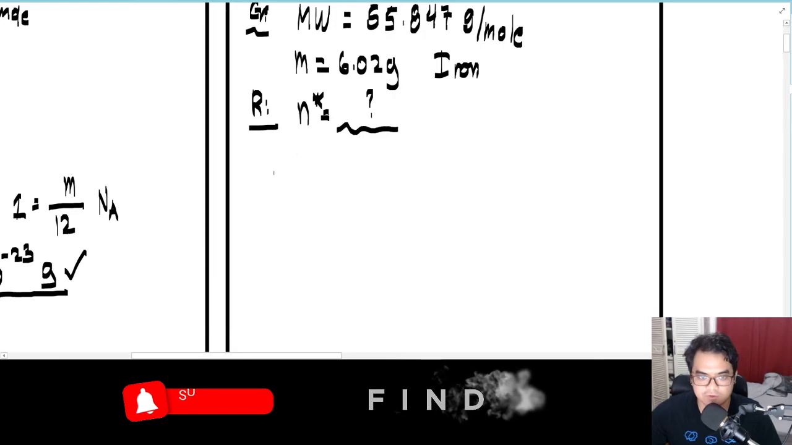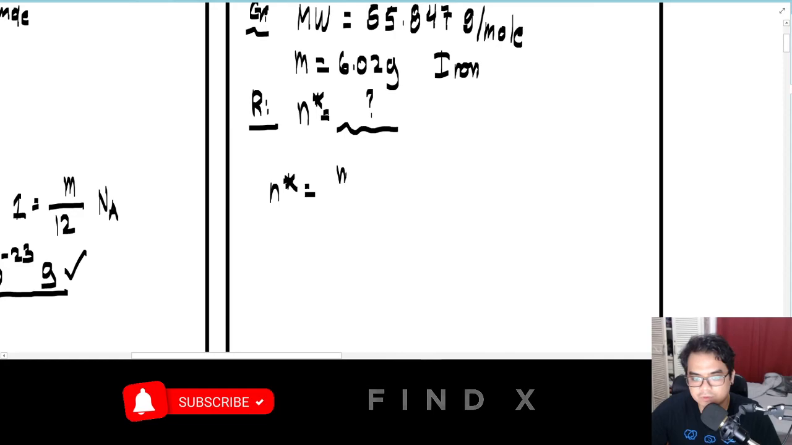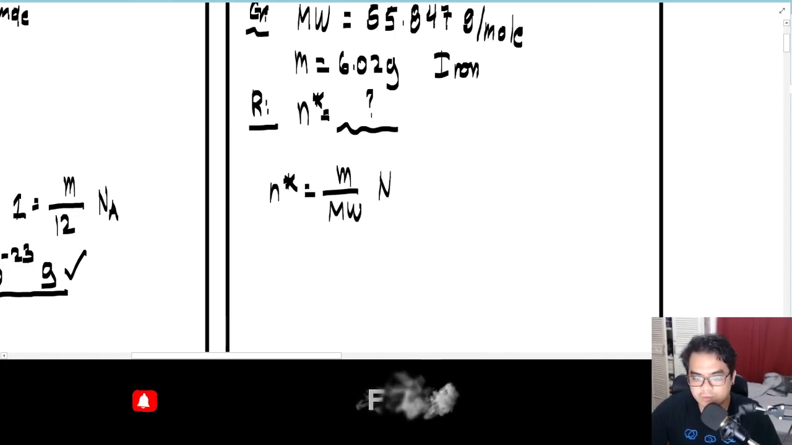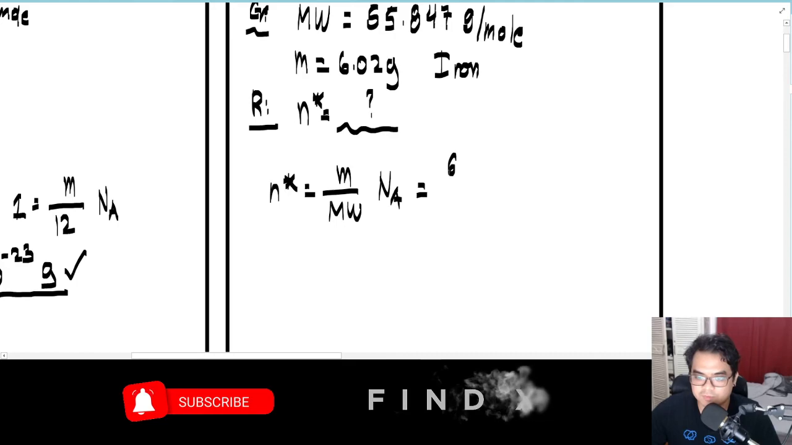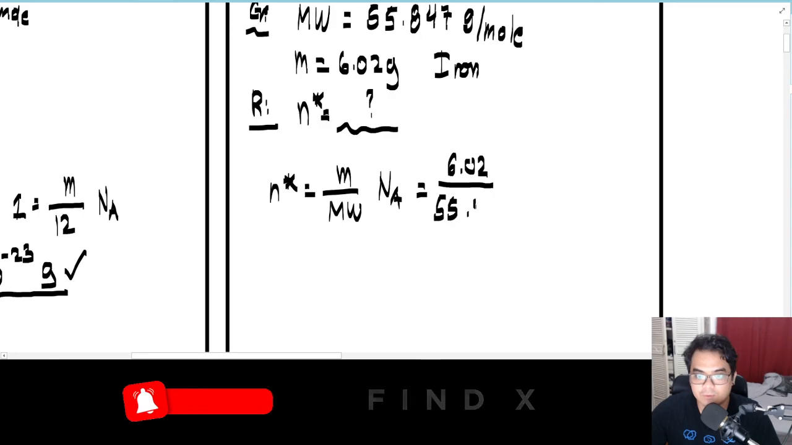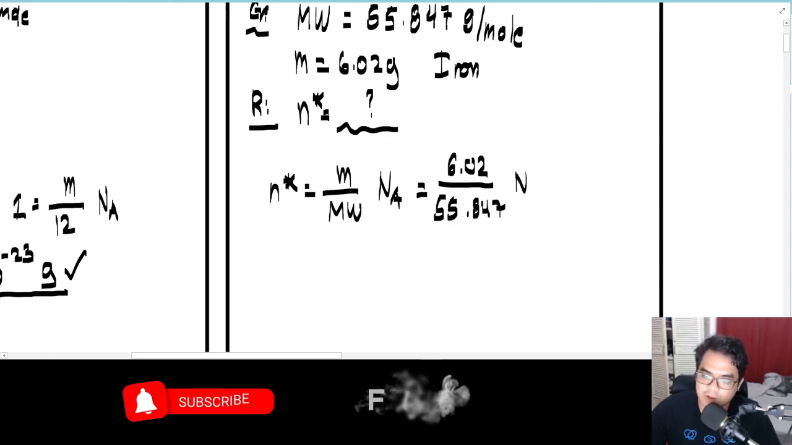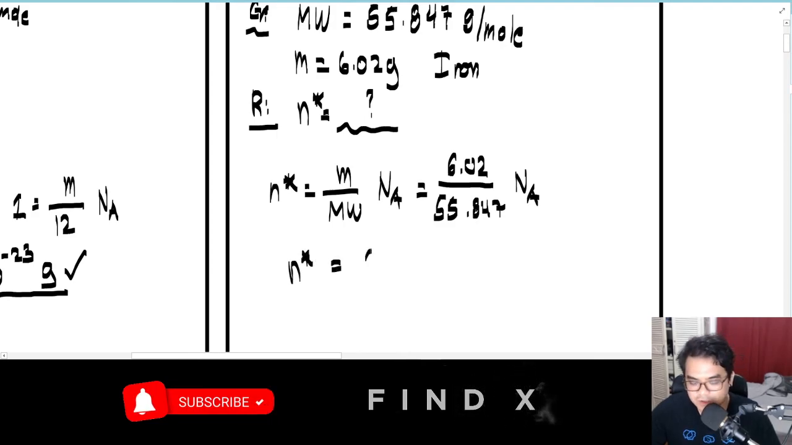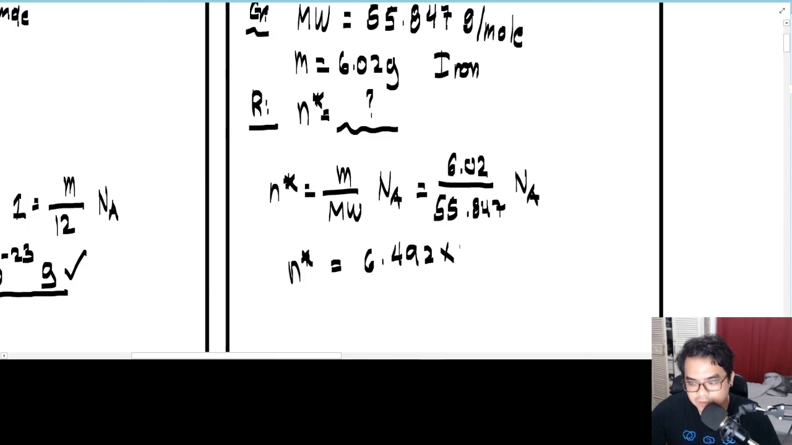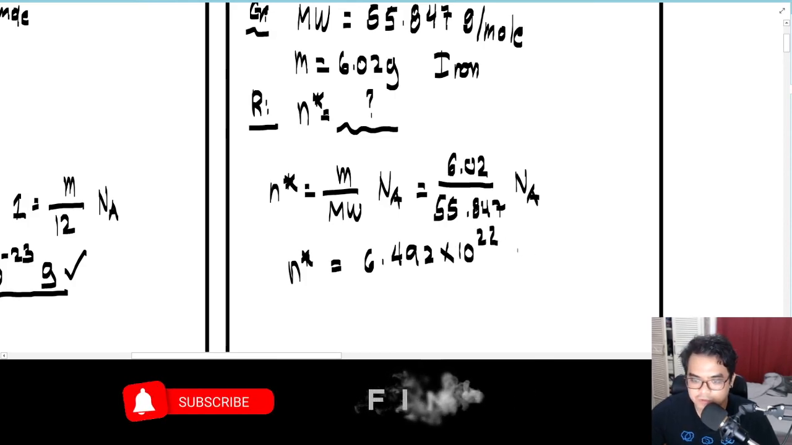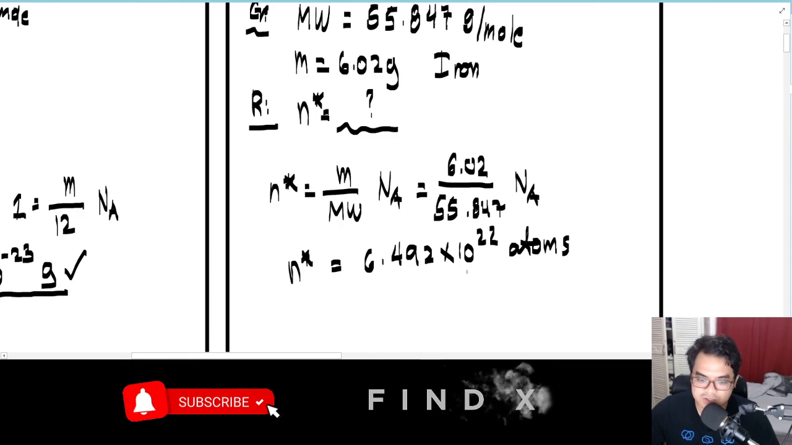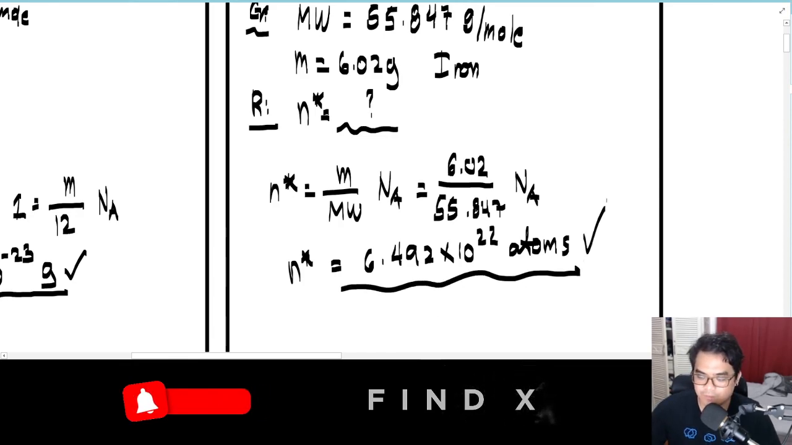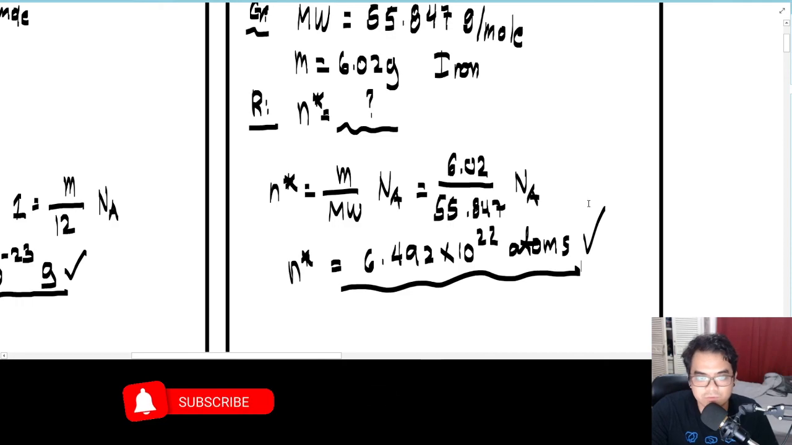This is the N aspect. Looking for the value for that, this is equal to m over molecular weight times the Avogadro's number. So m is 6.02 over molecular weight, 55.847, times the Avogadro's number. You use your calculator to get that. The value for that is 6.492 times 10 raised to 22 atoms. You can also check this using your calculator. Okay, so let's move on to the next topic.